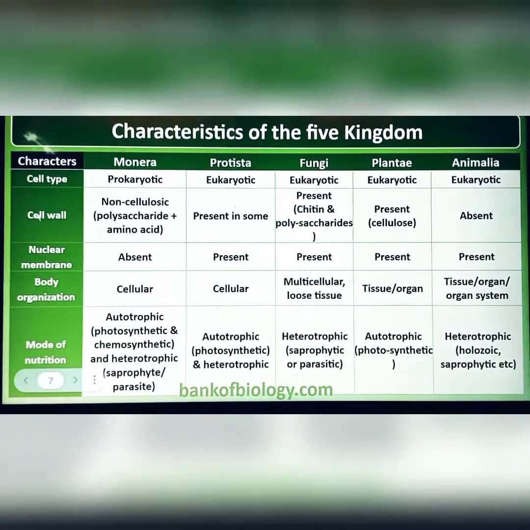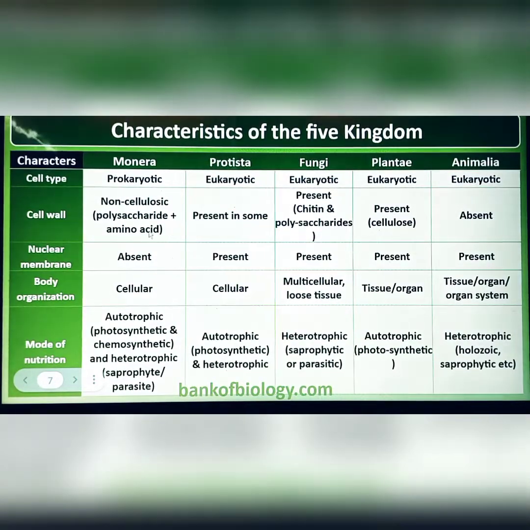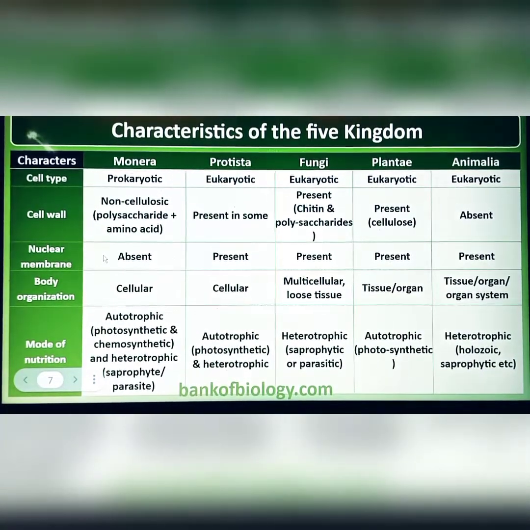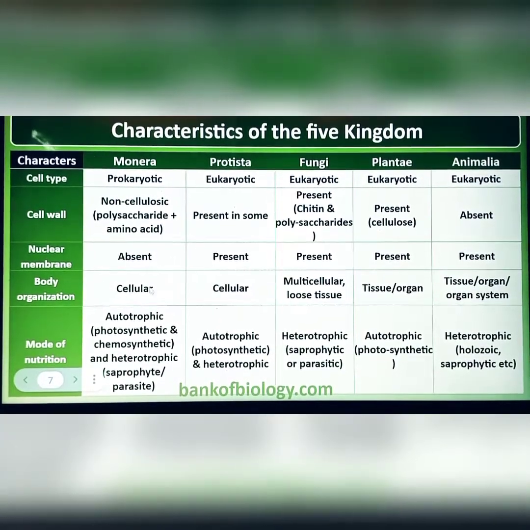In case of the cell wall, Monera have a non-cellulosic one. It means they are made from polysaccharides with amino acids. Let's talk about the nuclear membrane in Monera, which is absent. It means their nucleus is known as a nucleoid. We will see the pictures in the next slide, but we have some data to discuss here.